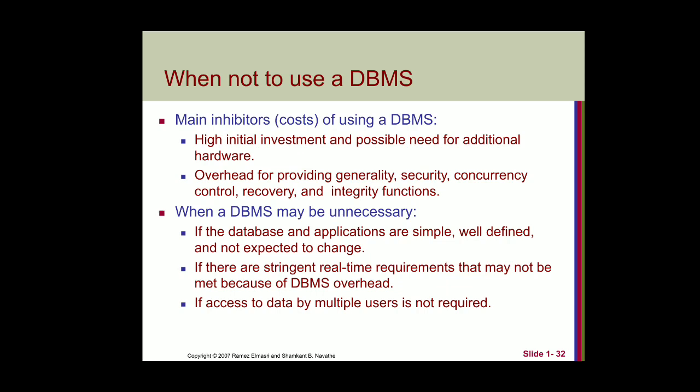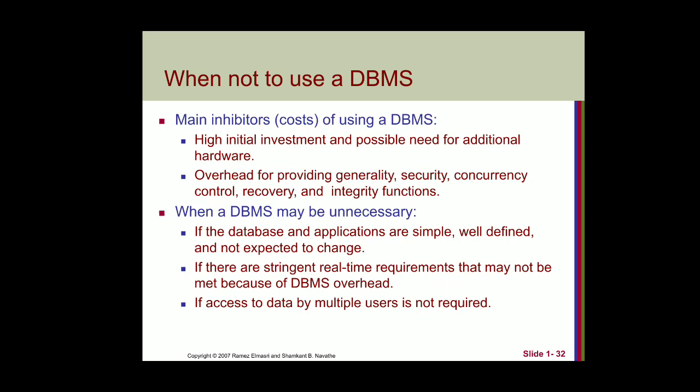First, we will see what the main inhibitors are, or what the costs are when we make use of a DBMS. When we make use of DBMS, it has an impact like high initial investment and possible need for additional hardware. Let us assume that we were running a business wherein we were not concerned with a DBMS. Now, if I want to make use of DBMS in my business, the first thing is I have to buy a DBMS package, right? And I have to buy some hardware which is required for maintaining this database. So, high initial investment and possible need for additional hardware.